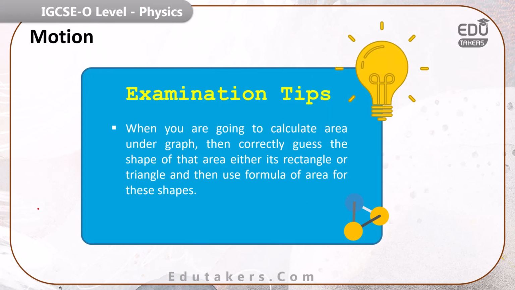Here is an examination tip. When you are going to calculate the area under the graph, correctly guess the shape of the area, either rectangle or triangle, and then use the formula of area for these shapes. You know that the area of a rectangle is base times height, but the area of a triangle is 1/2 base times height. That's why when you are going to calculate the area, you have to guess correctly the shape of that graph and then accordingly use the formula for the area of a triangle or rectangle.